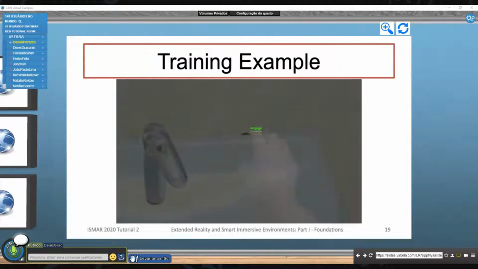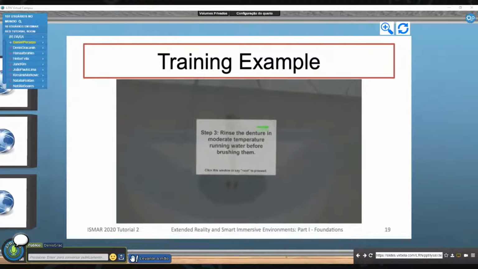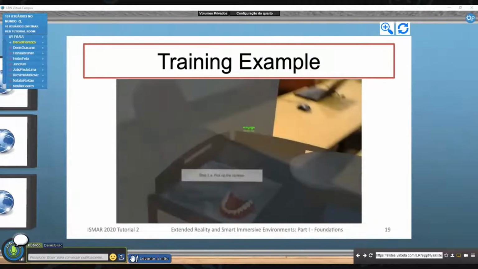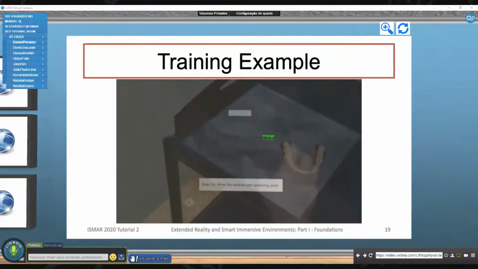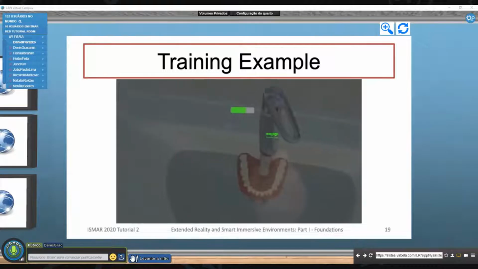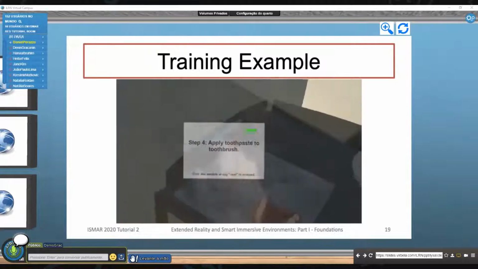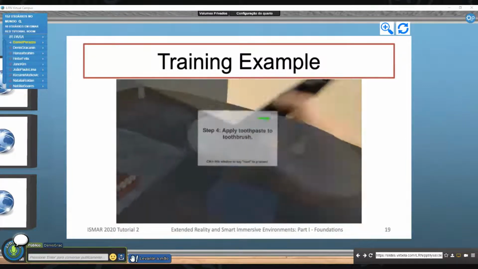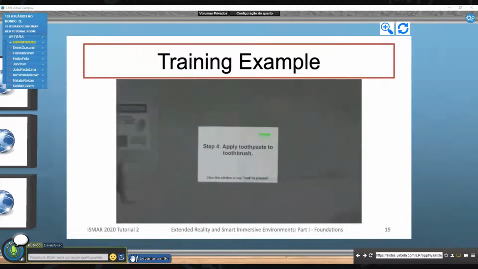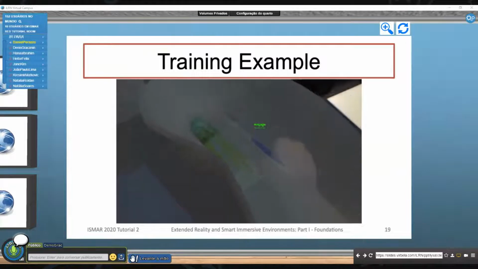Notice that there are no devices. The body is actually used for interactions. So therefore, the user now picks up the object. Step 3. Rinse the denture in moderate temperature running water before brushing them. Turns on the faucet. Step 3A. Pick up the denture. Step 3B. Rinse the denture with streaming water. Step 3C. And there are various visual tools that help students make sure that washing the denture, for example, in this case, is sufficiently long in order to follow all those requirements.